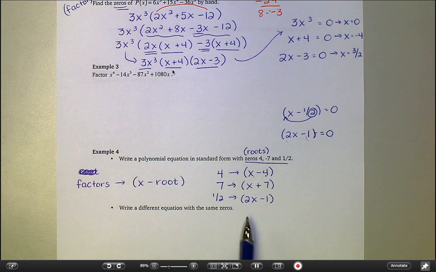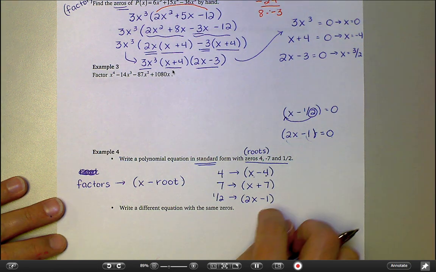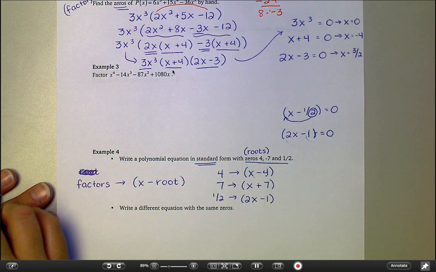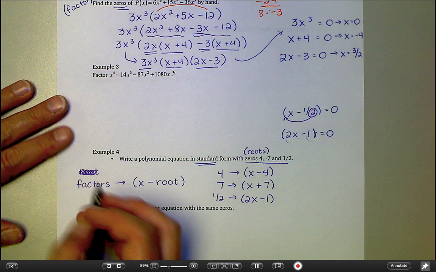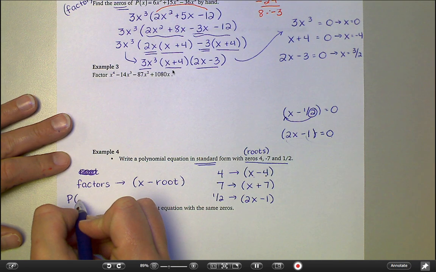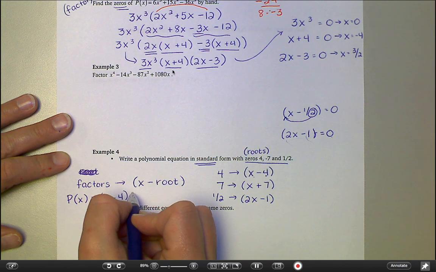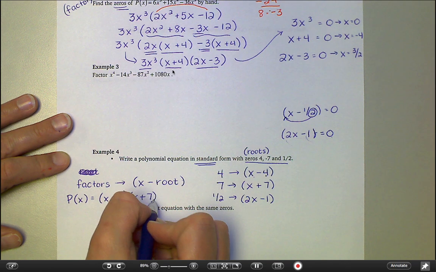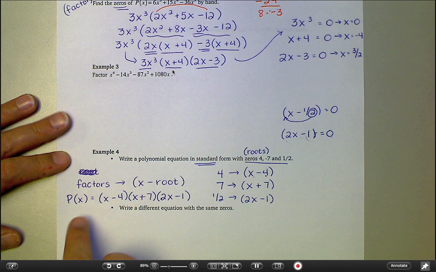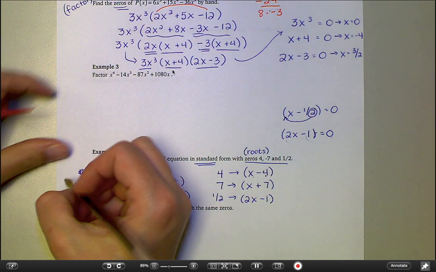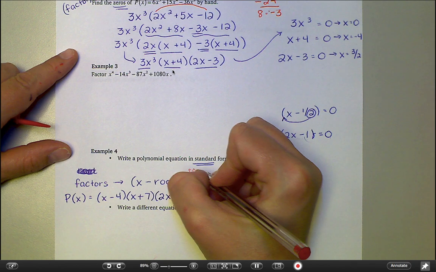Now, because this said standard form, technically what I should do now is multiply all 3 of these together. Like I said, for the sake of your time, I'm not going to worry about that right now. I did write all over my space where I was going to put my answer down, but I'll just squeeze it in here. So my polynomial would look like this: x minus 4 times x plus 7 times 2x minus 1. And this right here, just so you know, the way I wrote it just now, is what's called factored form.